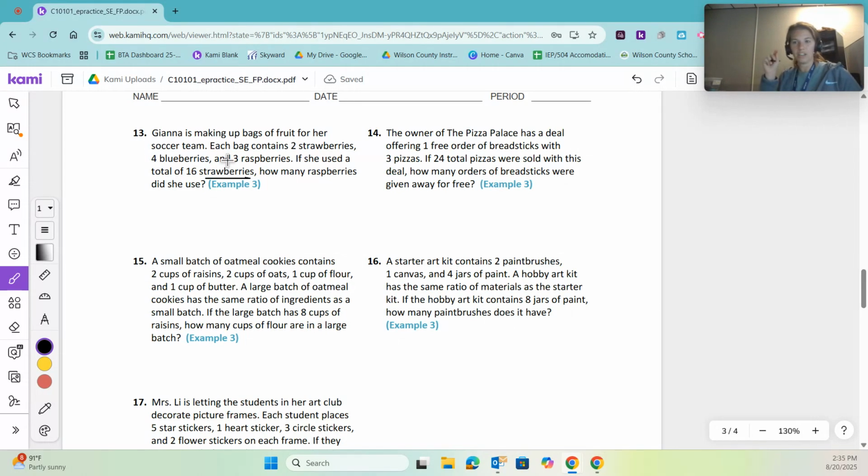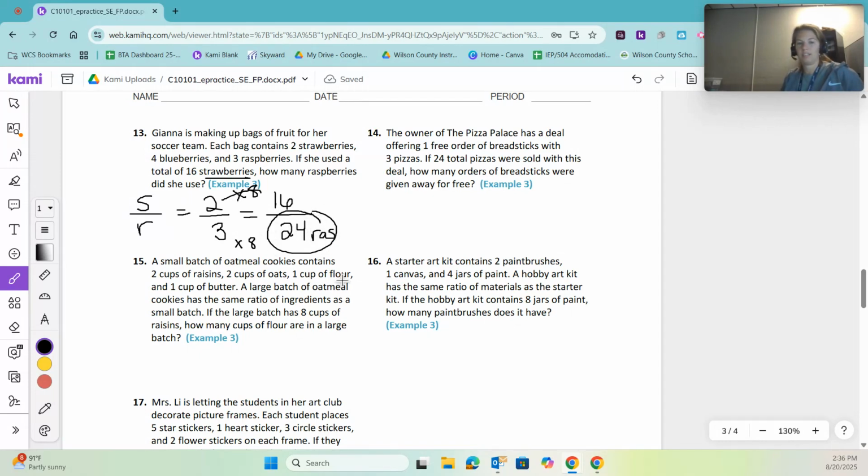So we can't just see words and think that it indicates one thing or another. We have to make sure we understand the context of the problem. So again, strawberries to raspberries. Gianna has 2 strawberries for 3 raspberries in the small. And if she uses 16 strawberries total in all the bags, how many raspberries would she have used? Well, 2 times 8 is 16, so 3 times 8 is 24. So she will have used 24 raspberries.